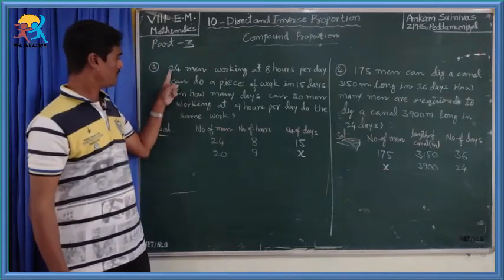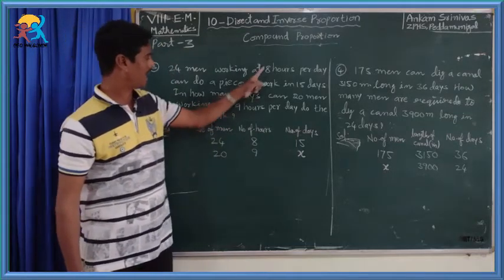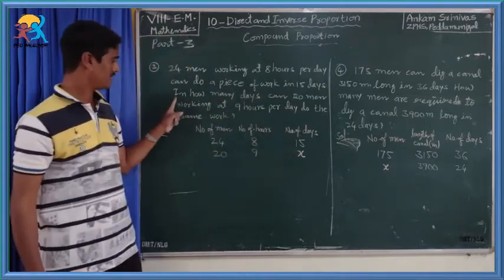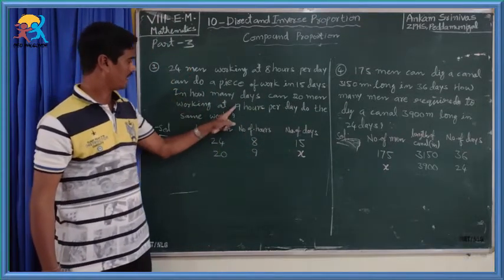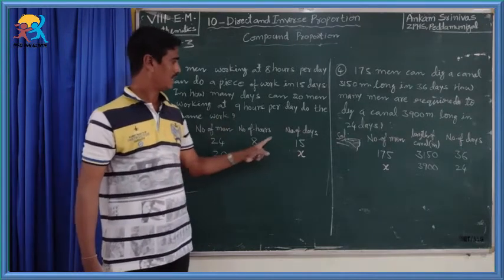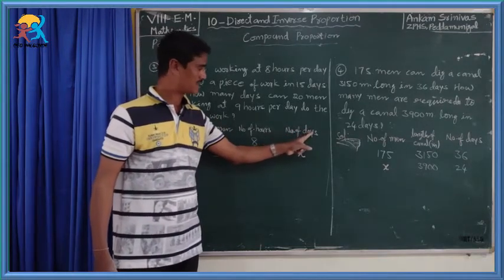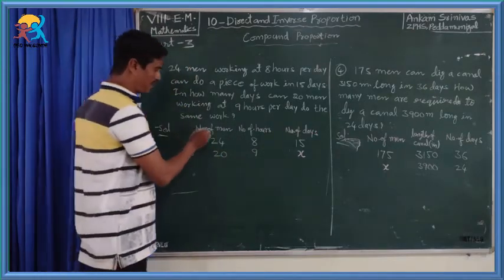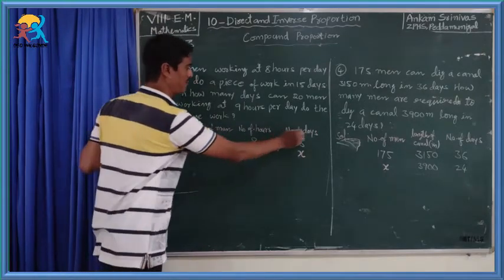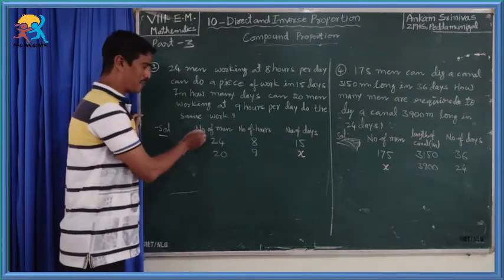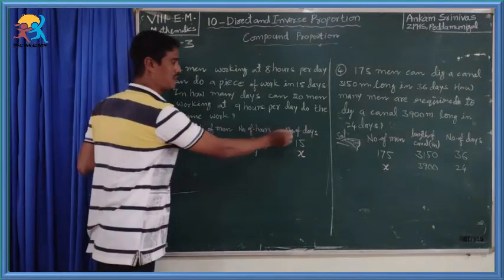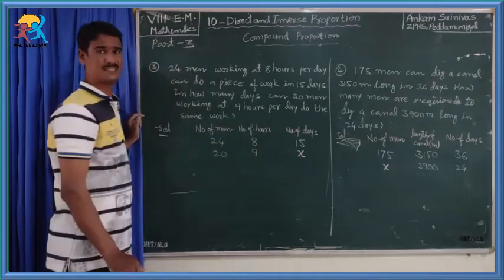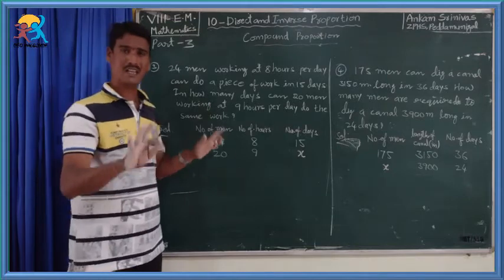And here, 24 men, 8 hours, 15 days. In the second case, 20 men, 9 hours per day. The number of days we have to find. Let's compare the number of men with the number of days. When we compare the number of men with the number of days, the number of hours per day is the constant. The working hours will be constant.